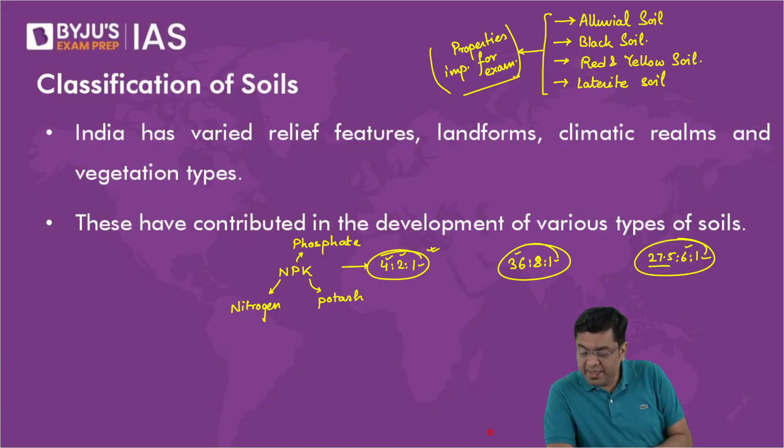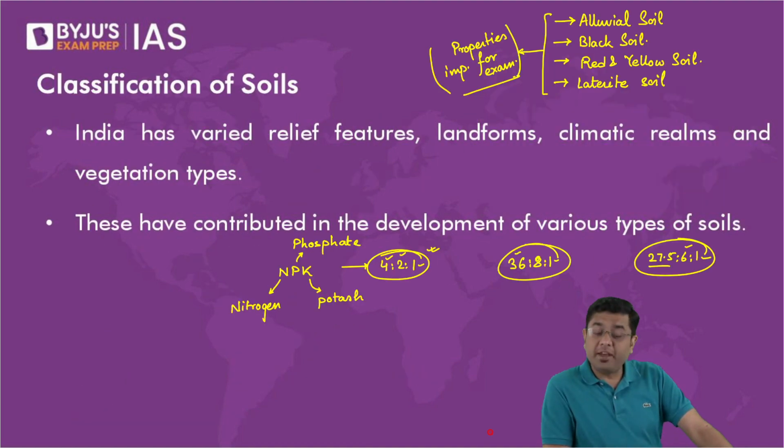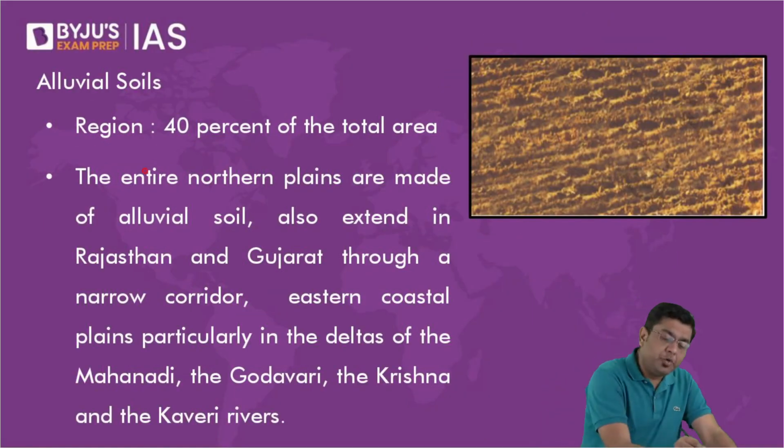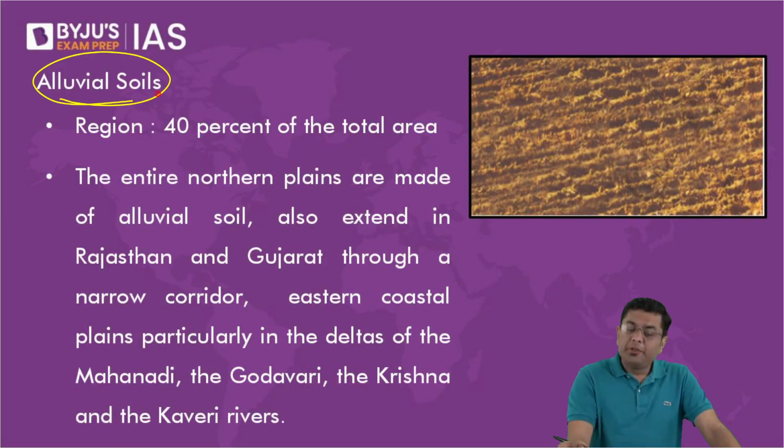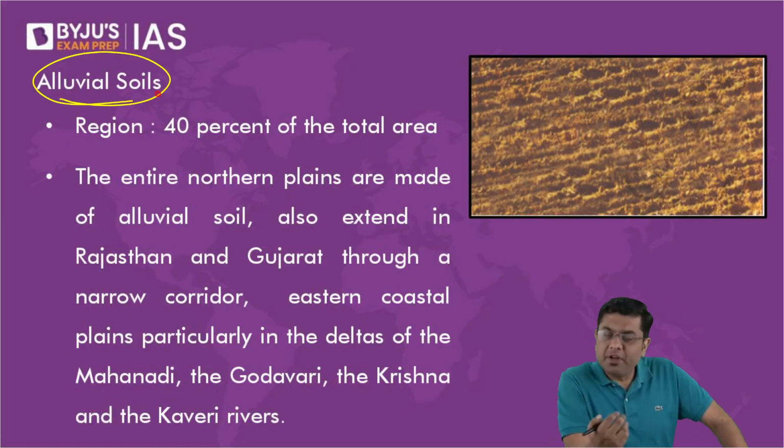Okay. Now, when we talk about the classification of soil and distribution of soil in various parts of the country, always associate it with the portion of the physiography. Always. Okay. So, for example, let's start with alluvial soil. Alluvial soil, how will it be created? By the process of deposition. Always it is the process of deposition which will end up creating those alluvial soils, isn't it?